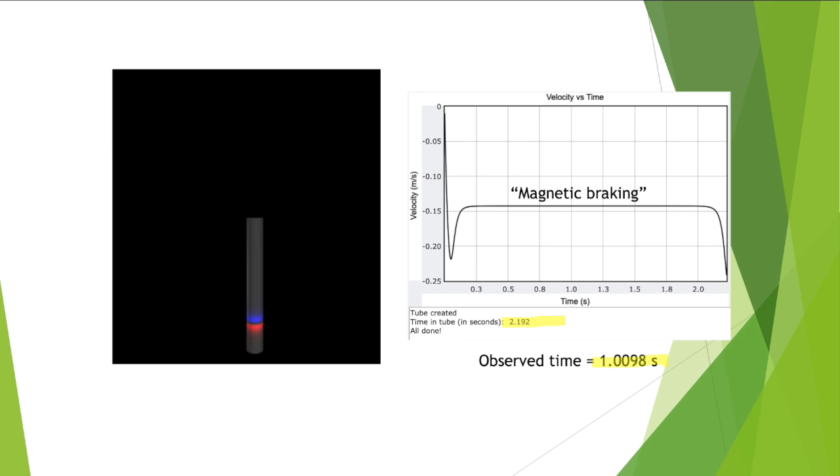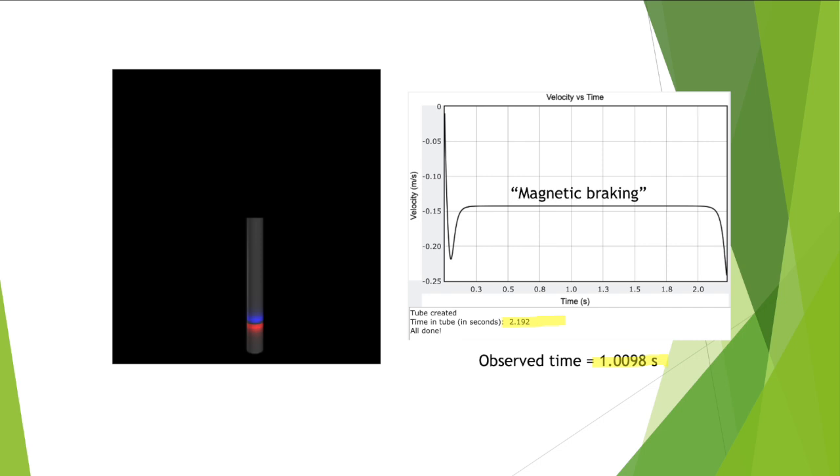force equals 0 due to the magnetic force canceling out the gravitational force on the magnet when inside the conductive tube. When net force equals 0, Newton's second law shows that acceleration will also equal 0, hence the constant velocity observed. Our observed time from earlier was 1.0098 seconds, but the computed time we got was 2.192 seconds.